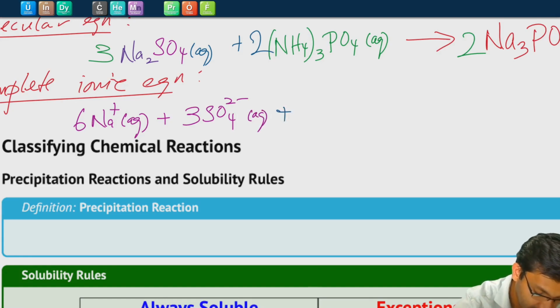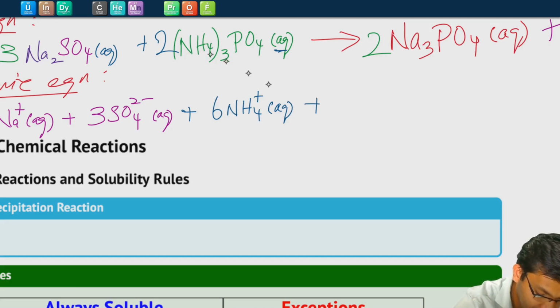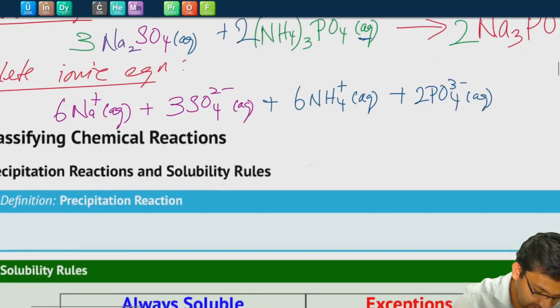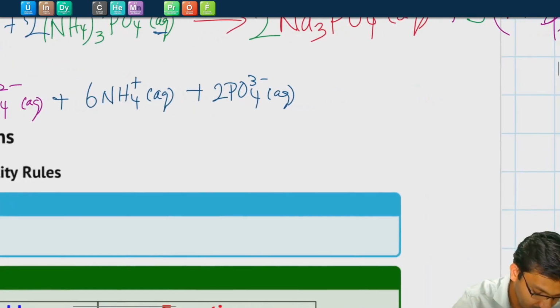Okay, what else do we have? This is also aqueous. It's ammonium phosphate, and there's 2 times 3, so there's 6 ammonium. So we do 6 NH4+, that's the formula for ammonium. And we have 2 phosphate ions, 2 PO4 3-, aqueous. And by the way, in each of these cases, the charges are balanced. We have 6 plus 1 charges and 3 2- charges, so that's balanced. And for the ammonium phosphate, we have 6 plus 1 charges and 2 3- charges, so those are balanced.